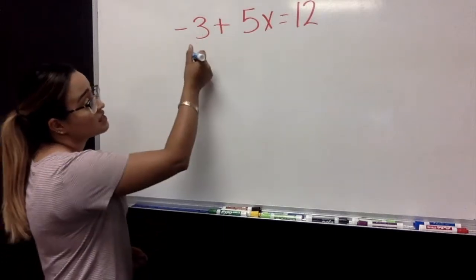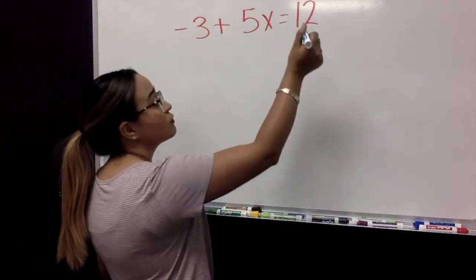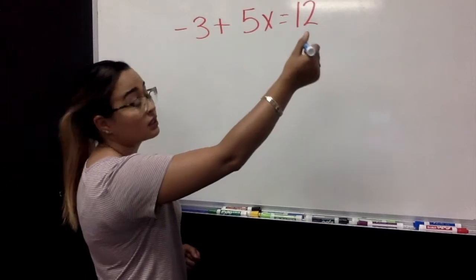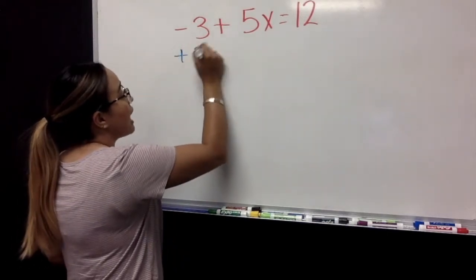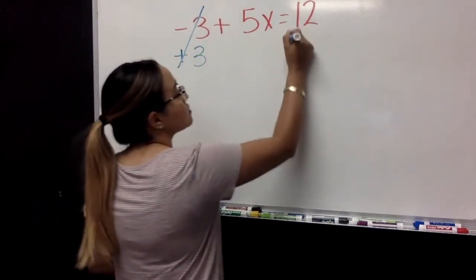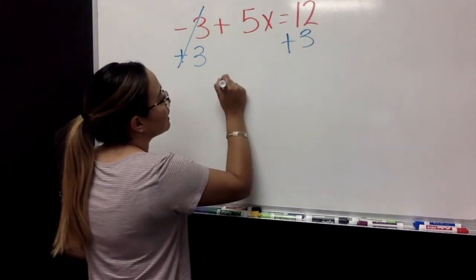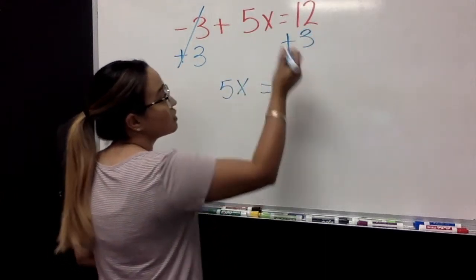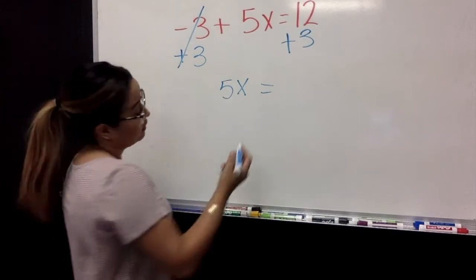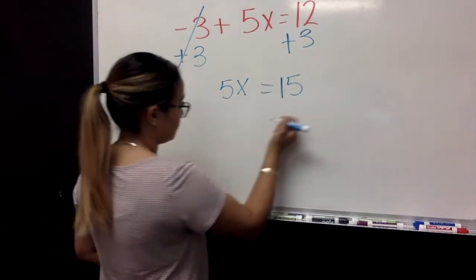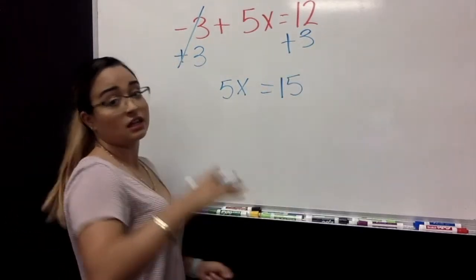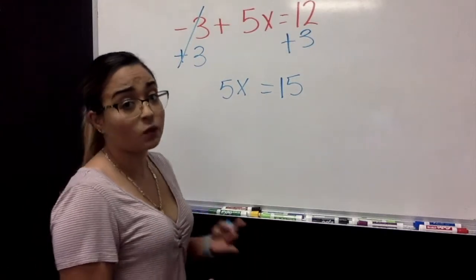Now we have this negative 3. We want to move it over here to the other side of the equal sign. So we're going to add it to both sides. It cancels out here, and we're left with 5x equals, what's 12 plus 3? 15. And this looks just like our other problem, which is a one-step equation.